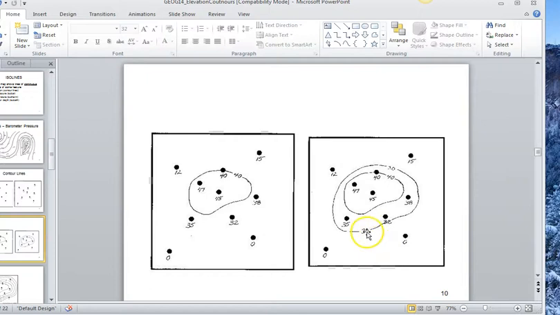So, for example, theoretically, if you were standing on this 30 line, you should be able to walk at 30 feet above sea level in a continuous circle and never change, never go uphill or downhill. You would be just at 30 feet above sea level. Here is the 40-foot contour. So here you should be able to walk along this contour line at 40 feet above sea level, never go up or never go down. And so the difference between the 30-foot contour line and the 40-foot contour line is 10 feet.